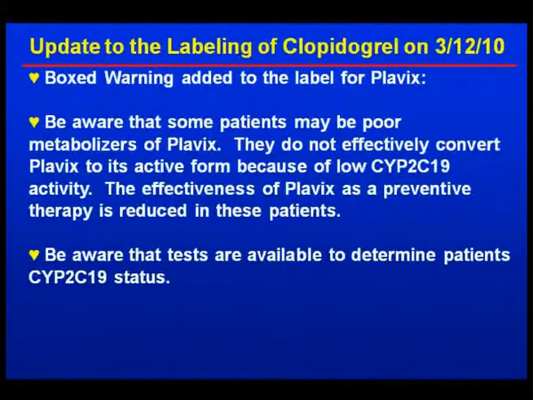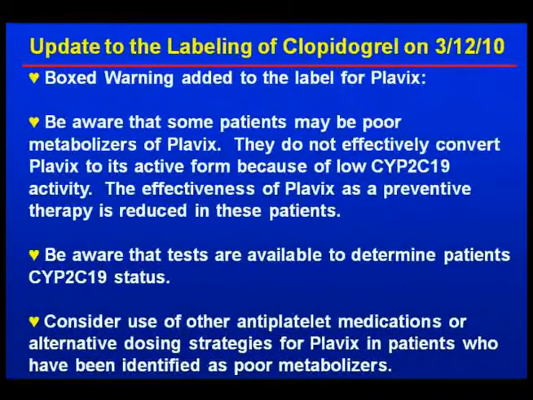Now, the test costs about $500. It's not quickly available. This is not a practical recommendation in my opinion, but I don't work for the government, which I guess I'm grateful for. The recommendation in the warning is to consider use of other antiplatelet medications or alternative dosing strategies for Plavix in patients who have been identified as poor metabolizers.